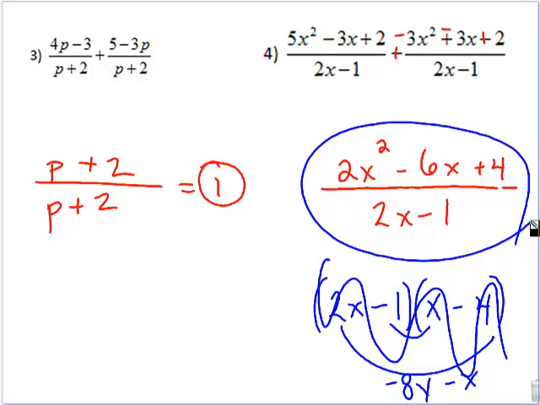This turned out to be x minus 4 because your first terms had to give you a 2x squared. So if this was 2x, that had to be x. Your last terms had to give you a positive 4. So if this was negative 1, that had to be negative 4. And then you just check to see if it works.